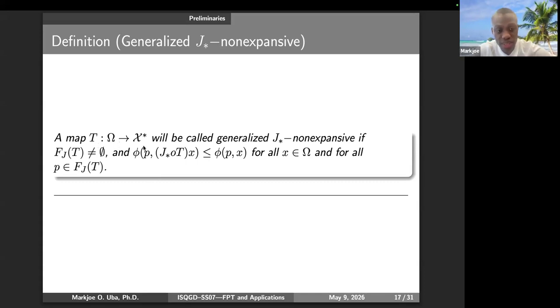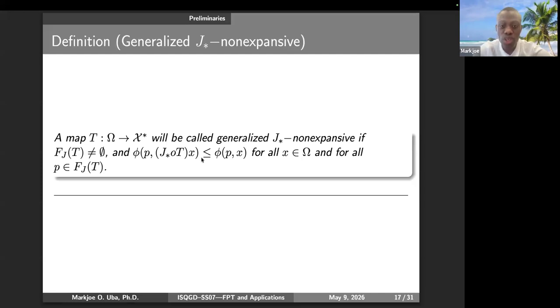Now, a map T from this convex set to X star will be called generalized J star non-expansive if the J fixed point set is not empty, and then we have this Lyapunov functional of p with this map, less than or equal to phi of p, x, for all x in the set, and then for all p in the J fixed point set. So if this is true, then we say that the map is J star non-expansive.